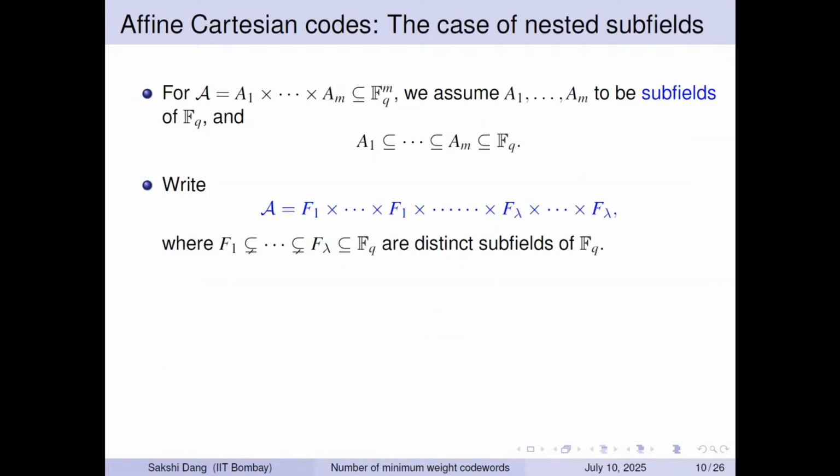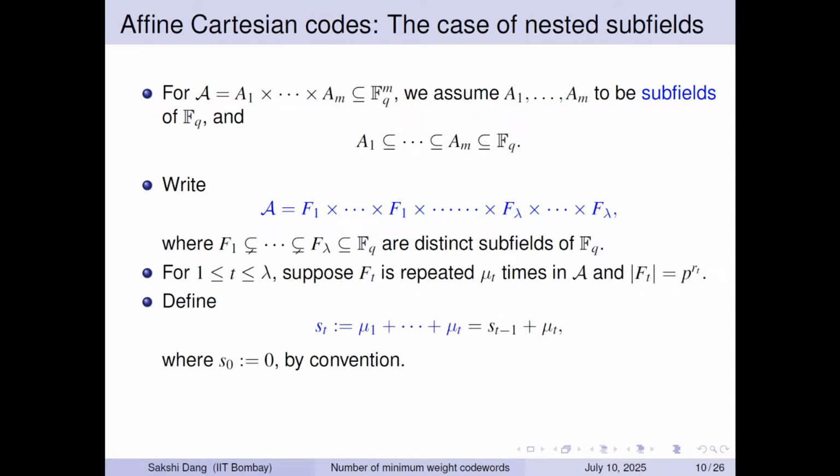So we fix certain notations. We take the Cartesian product to be the product of F1 till F lambda, where F1 to F lambda are distinct subfields, and these are repeated mu_i times in the Cartesian product. F1 is repeated mu1 times and so on. Then we define the partial sum S_t, that is mu1 plus up till mu_t. When we compare the two definitions, the Cartesian product from A1 to An and the Cartesian product from F1 to F lambda, it is easy to see that whenever i lies between S_{t-1} and S_t, basically the t-th block as we call it, then all the A_i are equal to the t-th subfield, F_t. And therefore all the d_i are also equal to p to the r_t in this case.